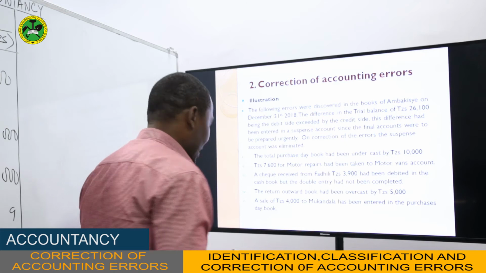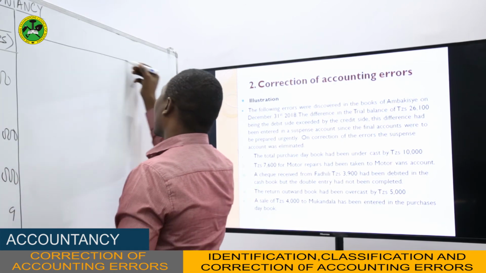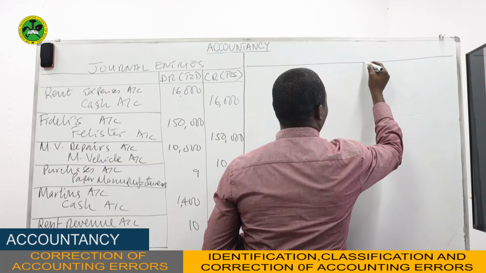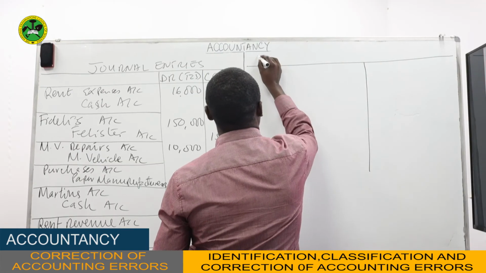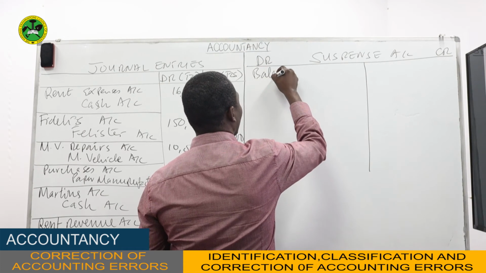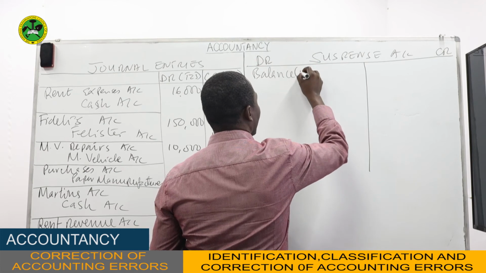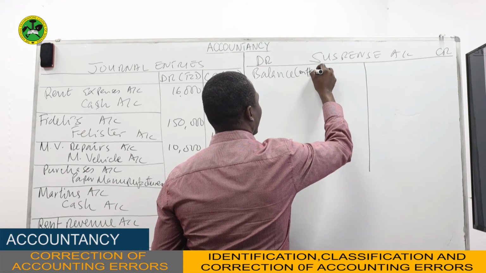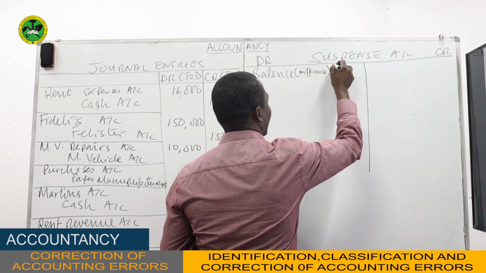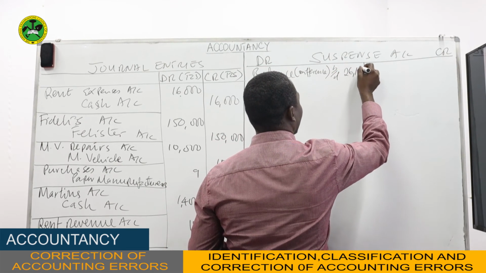Let us now open the suspense account and put in the difference. So we are told that the debit side was exceeded, so our balance will be on the debit side. Balance brought down, the difference, it was 26,100.